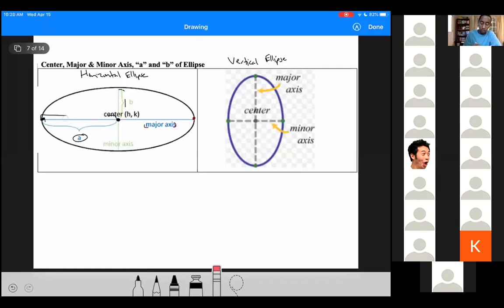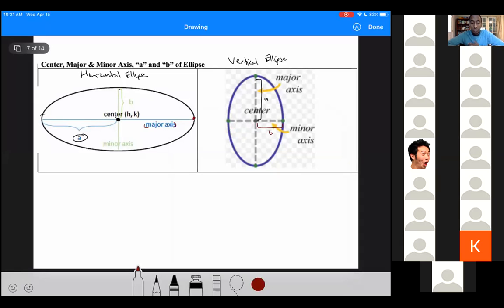So if we're looking at the vertical ellipse, and this is now the major axis, now your A would be from here to here because it's half the distance of the major axis. And your B is half of the minor axis. So your B is going to be this right here. And these are equivalent. This is B as well. The distances are the same. Any questions thus far? This is just vocabulary.